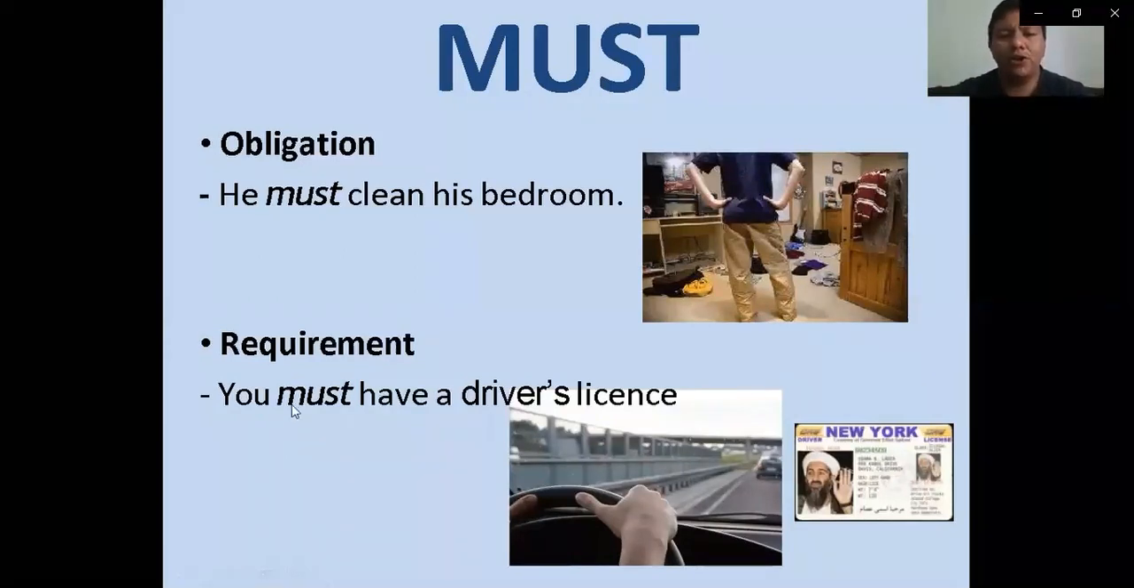Requirement. You must have a driver's license, okay? You must have a driver's license. Tú debes tener una licencia, un permiso de conducción, ¿sí? It is necessary, it's an obligation, it's a requirement, es un requisito. When you need to drive a car, you must have a driver's license.